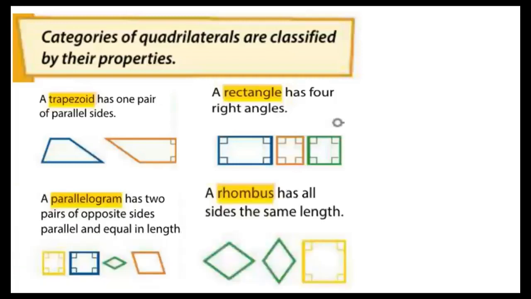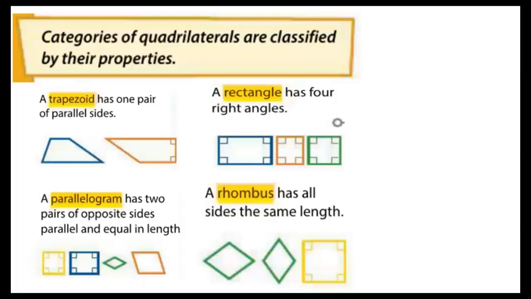Rhombus. What is a rhombus? The rhombus has all sides the same in length, but there are no right angles inside, because when we have all sides equal in length and four right angles inside, it will be a square, not a rhombus. So if all sides are equal in length and there are no right angles inside, it will be a rhombus.